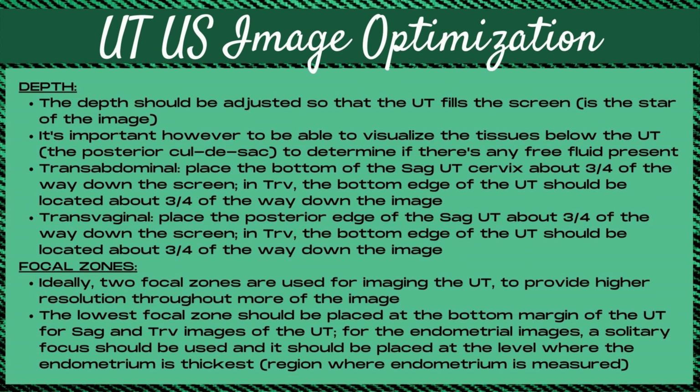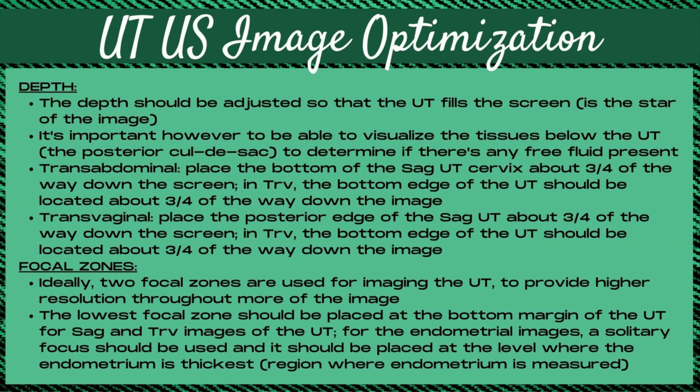When using focal zones, ideally 2 focal zones should be used for imaging the uterus to provide higher resolution throughout more of the image. The lowest focal zone should be placed at the bottom margin of the uterus for sag and transverse coronal images of the uterus. For the endometrial images, a solitary focus should be used, and it should be placed at the level where the endometrium is thickest. And this is the region where the endometrium is going to be measured at the fundal end of the endometrium.